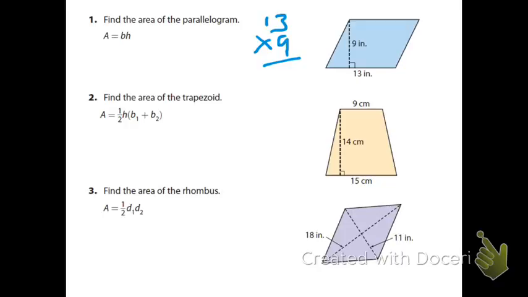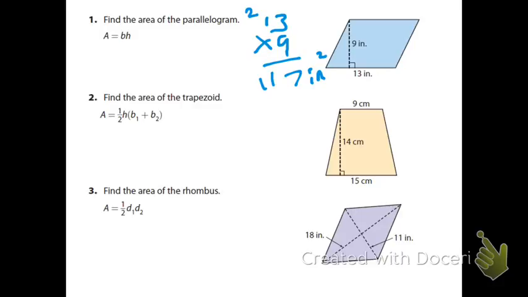9 times 3 is 27. 9 times 1 is 9, plus 2 is 11. And so it's 117 square inches. And the reason area is in square inches is because you can cut it up into a bunch of squares, a bunch of flat squares.